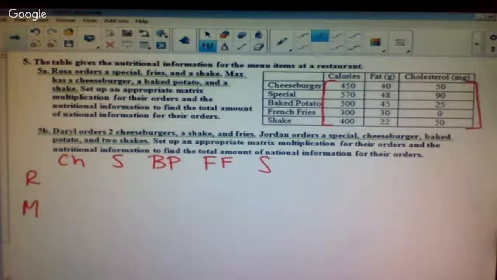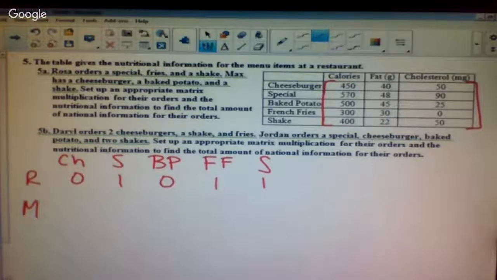So now we're not just creating a row matrix. I'm creating a multi-dimensional one because I have two people on top of the items that they're ordering. So Rosa orders a special, fries, and a shake. What do I put for cheeseburger? 0. She doesn't order any. What do I put for special? 1. Baked potato, 0. French fry, 1. Shake, 1. If she doesn't order it, it's a 0. Simple as that.